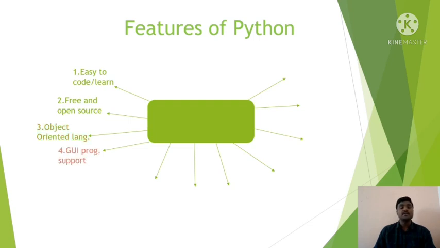Fourth is GUI programming support. So what is GUI? That is graphical user interface. Let's break it into three terms: graphical, user, and interface. So what is interface? Interface is where two things meet and interact.